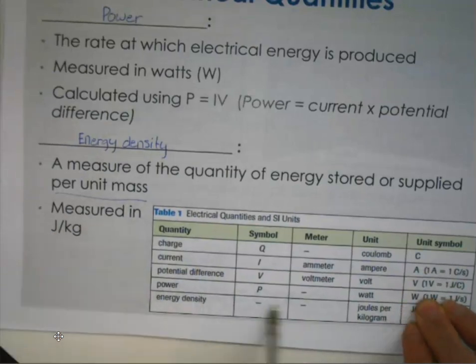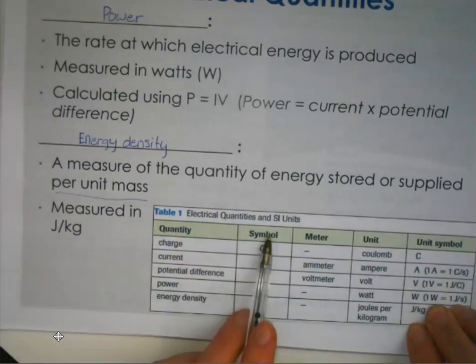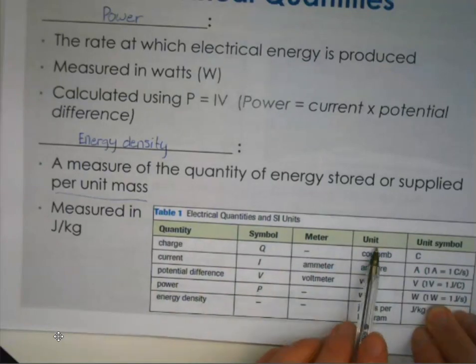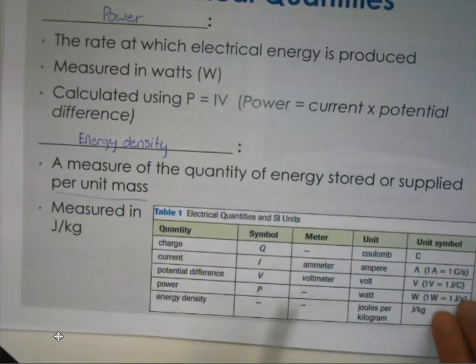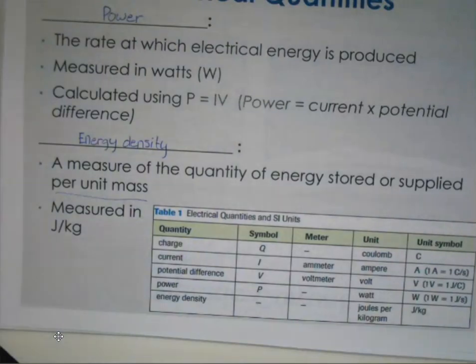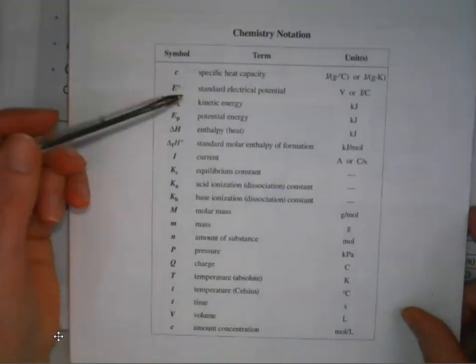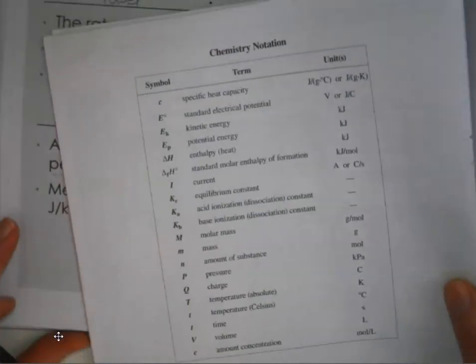So you have a table here that talks about the electrical quantity we're talking about, what symbol we use to represent it, how we measure it, the units we use for it, and the symbol of the unit. You do also have in your data booklet, if you go to page 2, you'll find that a lot of this stuff is mentioned in here. So make sure, like I always say, make sure you know what's in your data booklet before you write a test, so you know what's available to you.